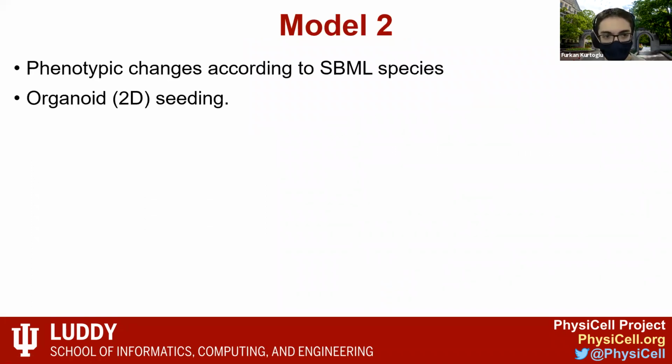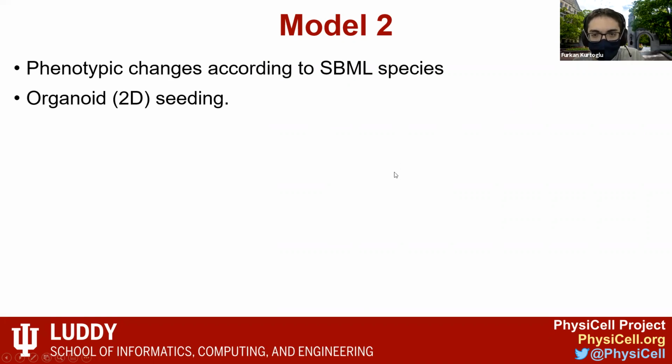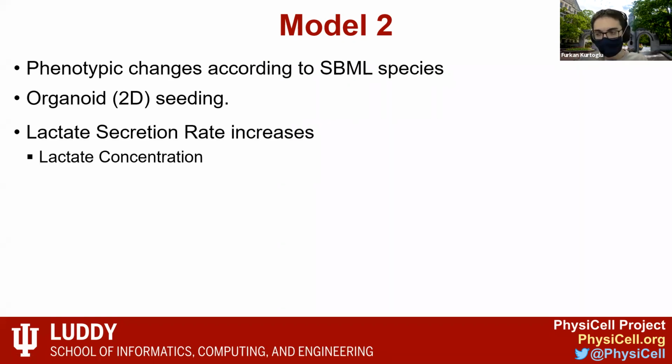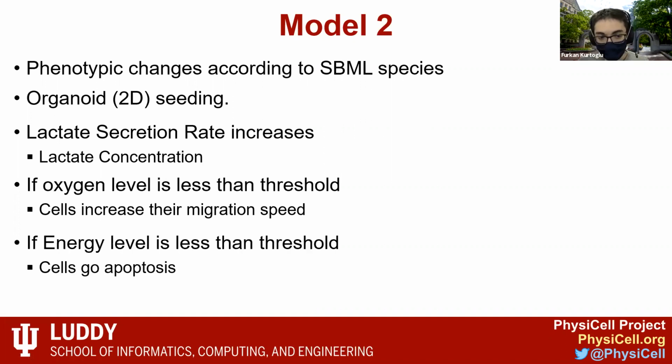In model 2, there is a phenotypic change. Actually, in this one I didn't implement the cycle rate update part, but here there is. Here there is an organoid, which is 2D, by the way, not 3D. The lactate secretion rate increases based on the lactate concentration. If the oxygen level is less than a threshold, then cells increase their migration, trying to escape from the hypoxic areas. And if the energy level is less than another threshold, they go to apoptosis, then they die.